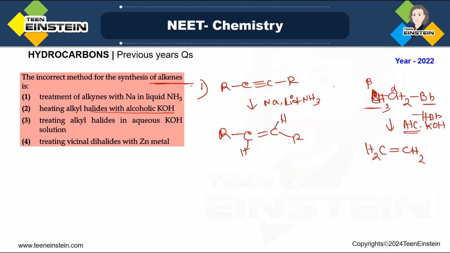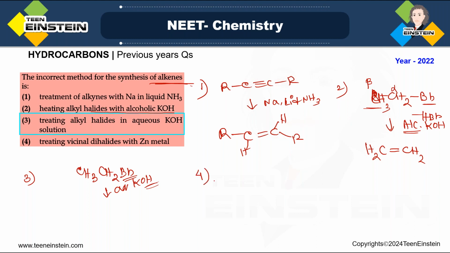What about 3? Treating alkyl halide in presence of aqueous KOH. Let me take the same alkyl halide again. When you are using aqueous KOH, this Br will be replaced by the OH group, because you are using aqueous KOH, not alcoholic KOH. That is the difference. The role of KOH is different when the medium is aqueous or alcoholic. So it will be a substitution product. It is not that HBr will be removed. So this is actually the incorrect method. Okay, so option 3 is correct.